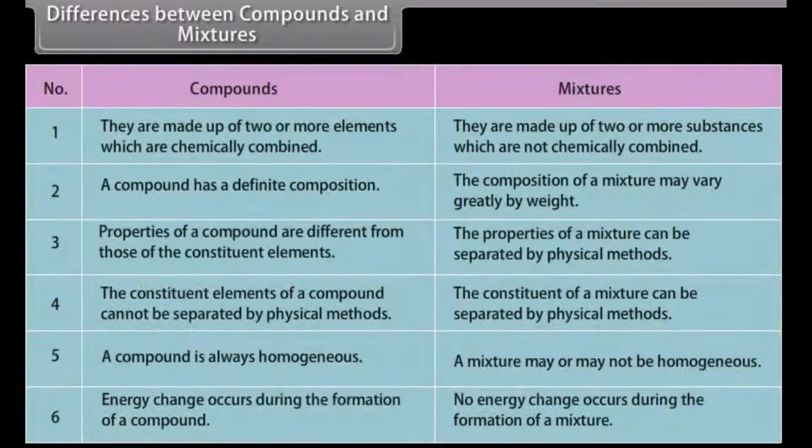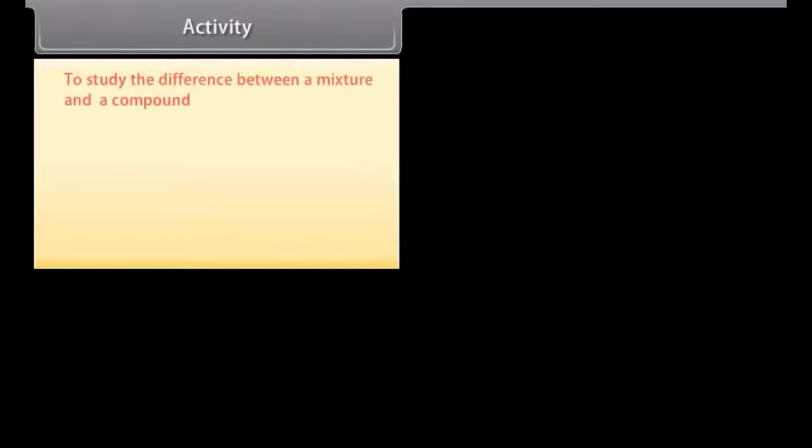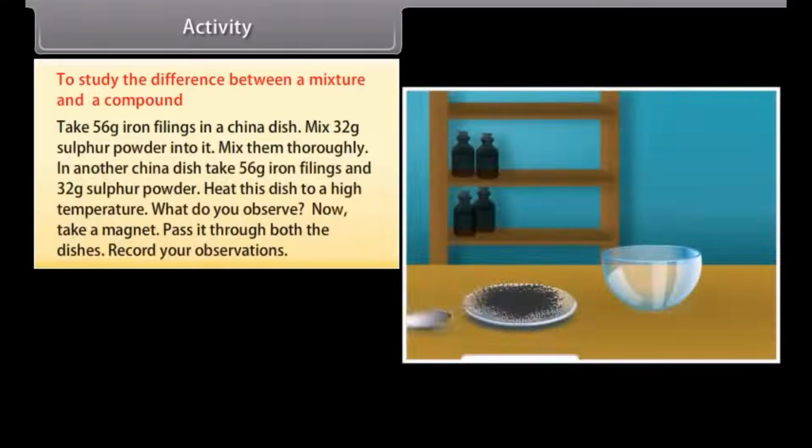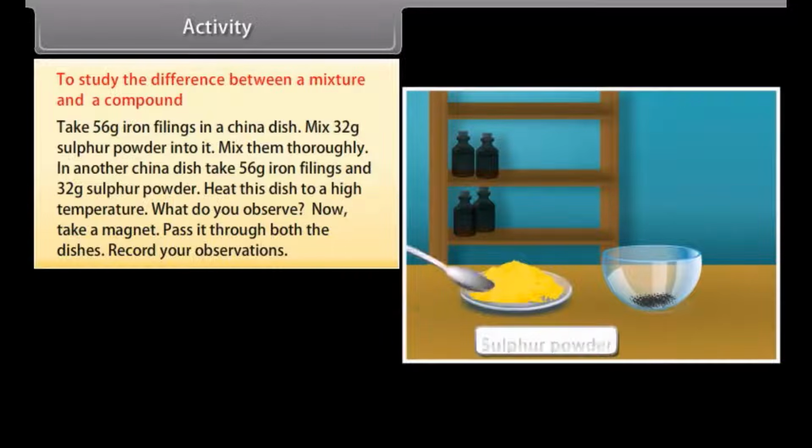Differences between compounds and mixtures. Activity. To study the difference between a mixture and a compound, take 56-gram iron filings in a china dish. Mix 32-gram sulfur powder into it.